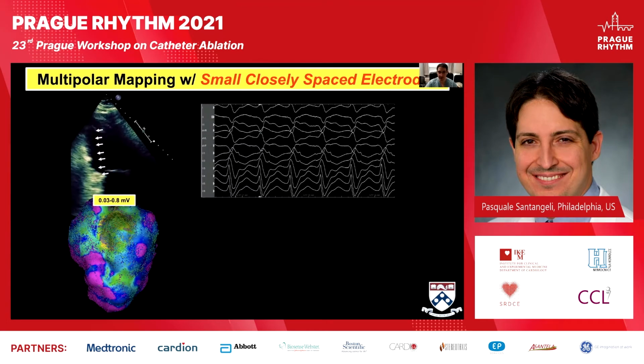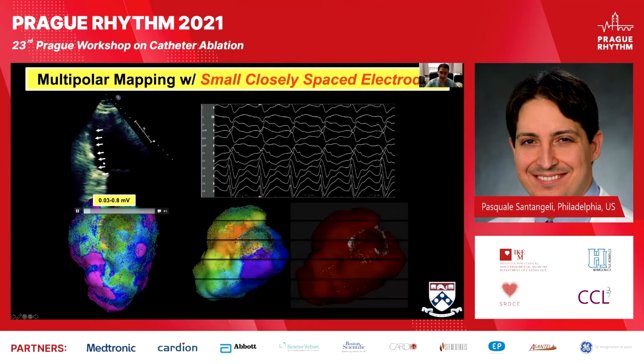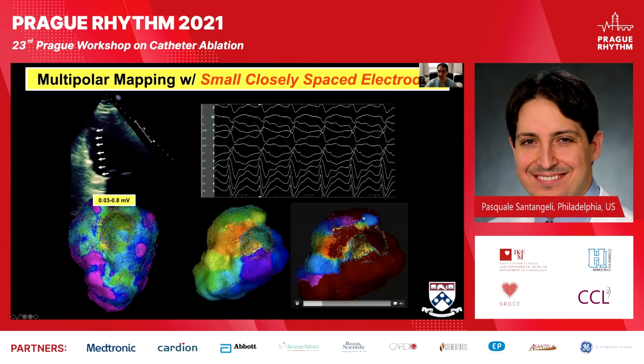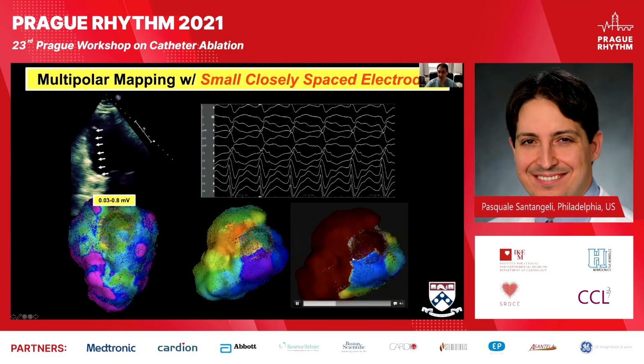Here is a case of right bundle superior axis VT in a large inferior MI. And again, by using multipolar mapping, we were able to define the entire diastolic pathway with the entire evolution of the VT around the perimitral region, kind of a figure of 8, and back in the center of the scar here.